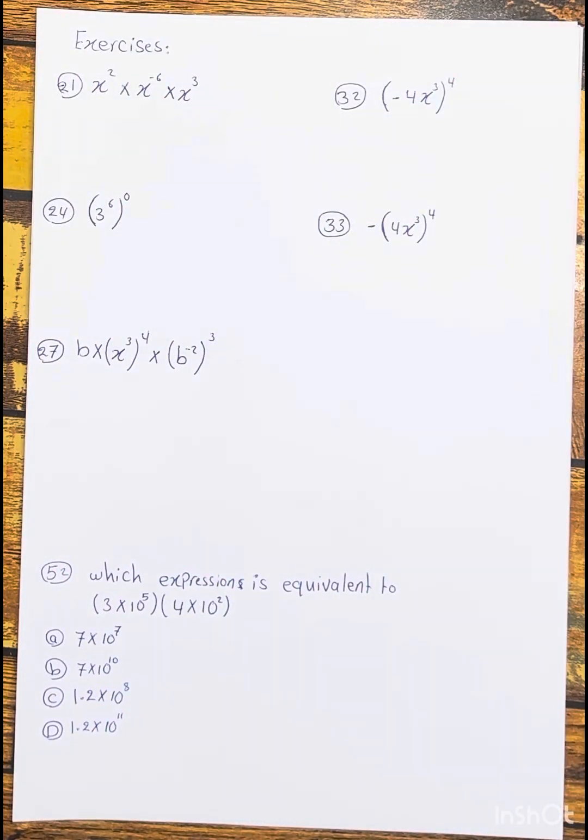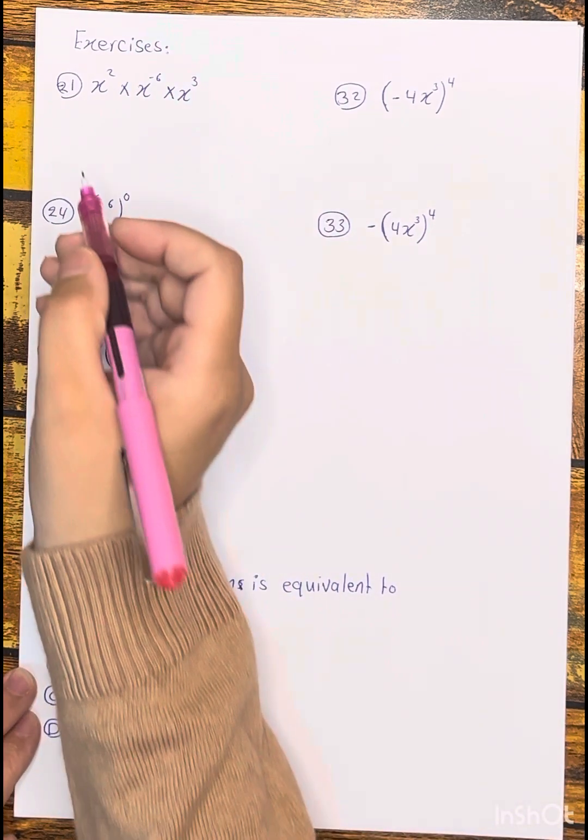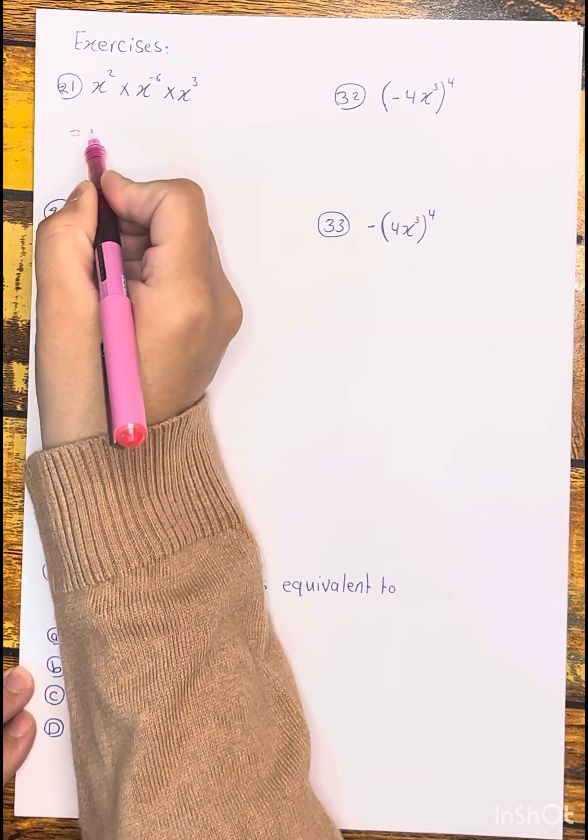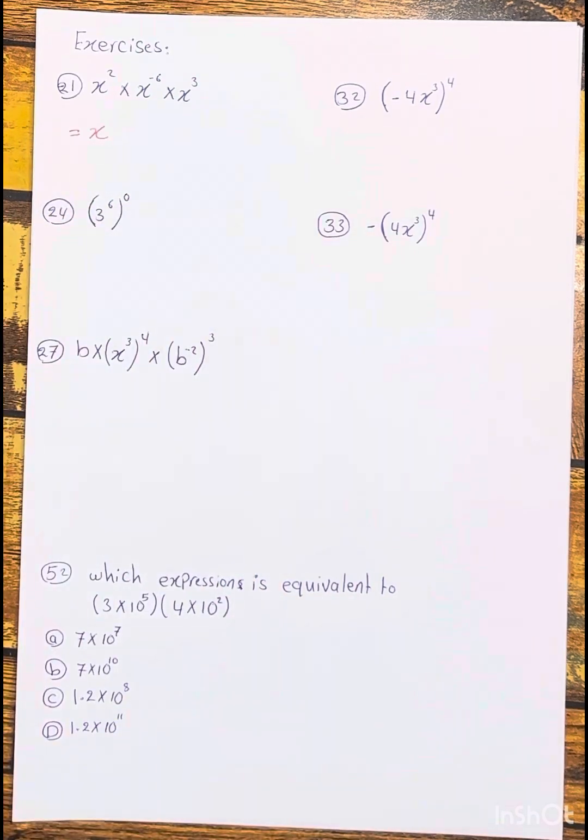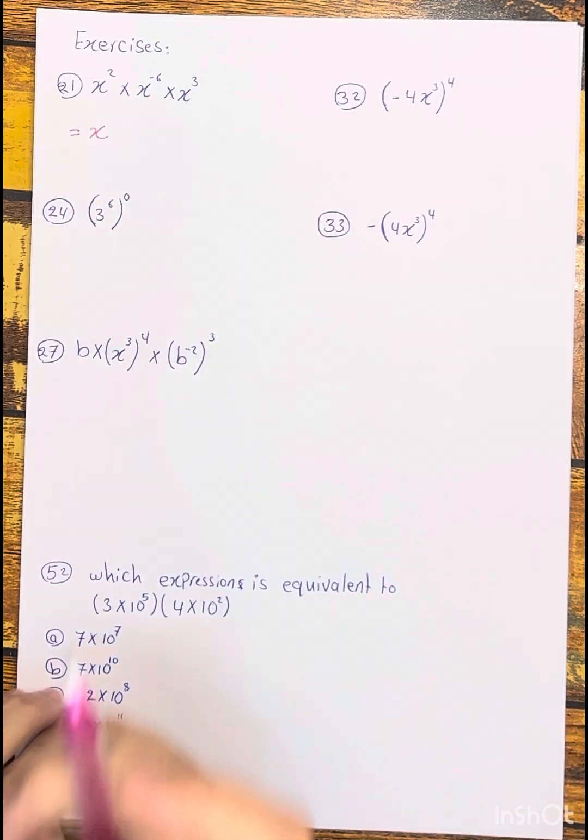Let's solve some questions. We have exercise question 21. It's x power of 2 times x power of negative 6 times x power of 3. Let's solve it. I will write the same base as it is, okay? Because they are all same base, so I will rewrite it.